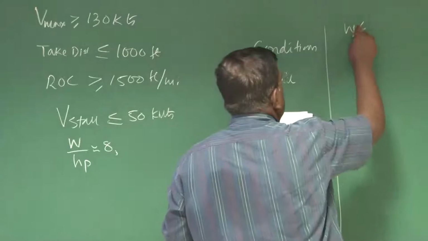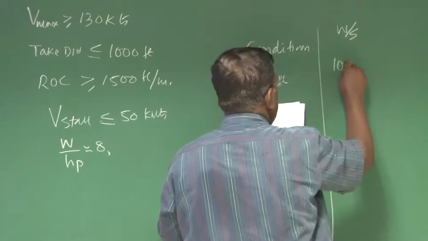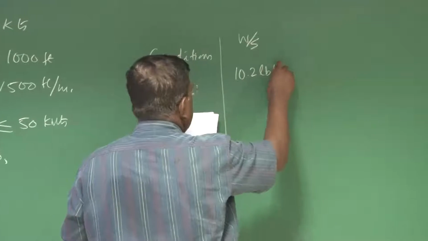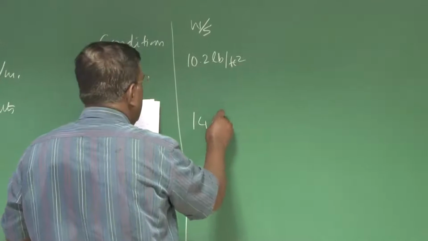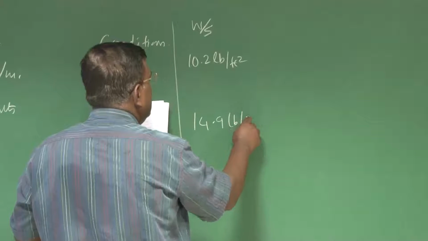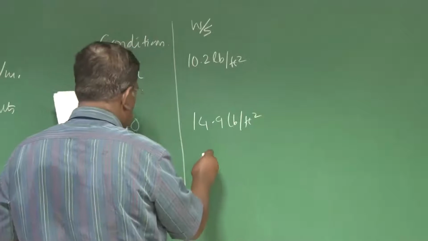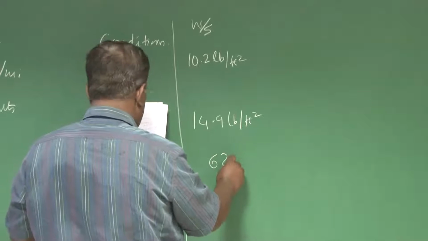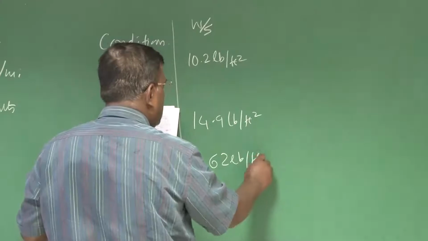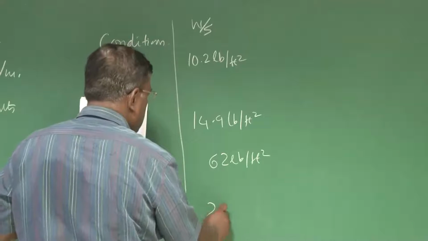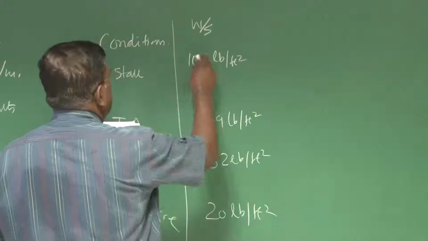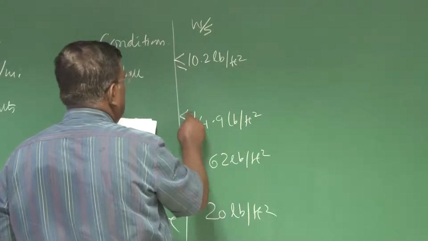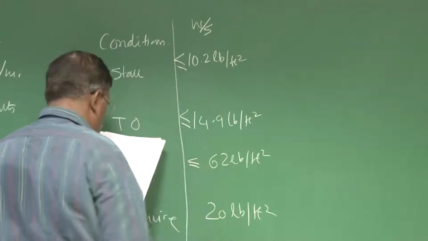And we got W by S for stall as 10.2 pound per feet square, and this is 14.9 pound per feet square. Climb, it was 62 pound per feet square, and this was 20 pound per feet square. Of course, this should be less than or equal to this.